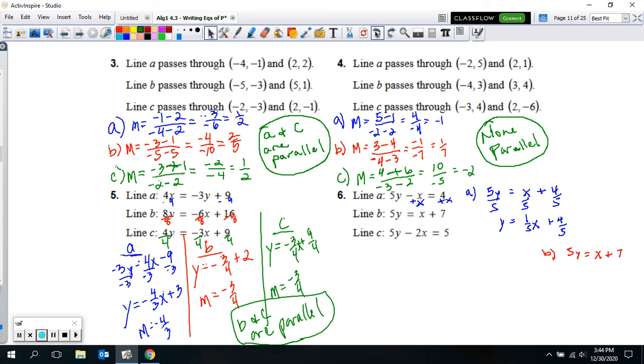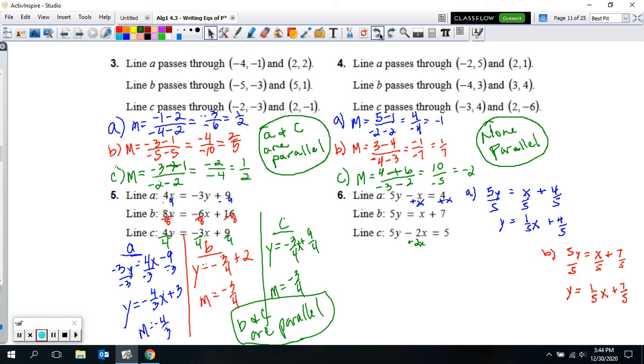For B, this one's already kind of ready to go, we just divide everything by 5. So we want to divide everything by 5 on this one. We get the same thing going on here, with 1/5 in front of x there. So y is equal to 1/5 x plus 7/5.